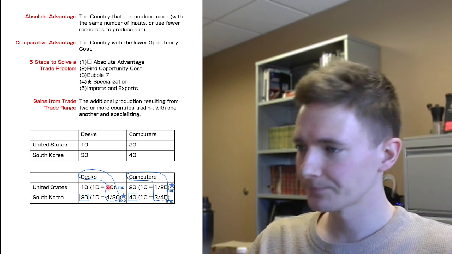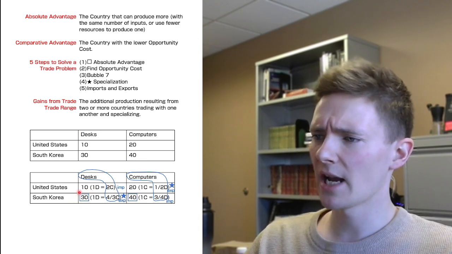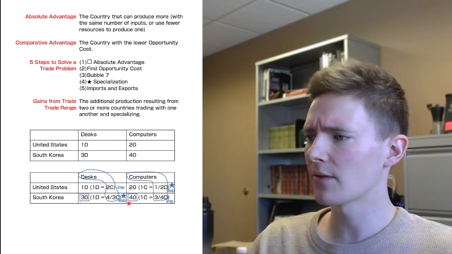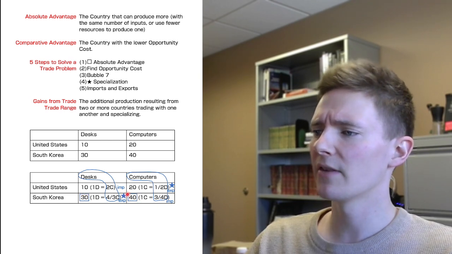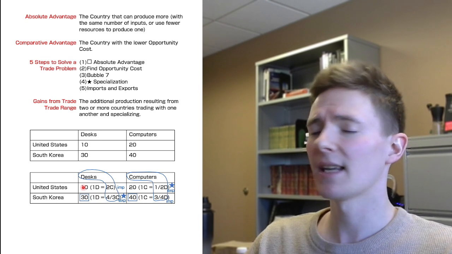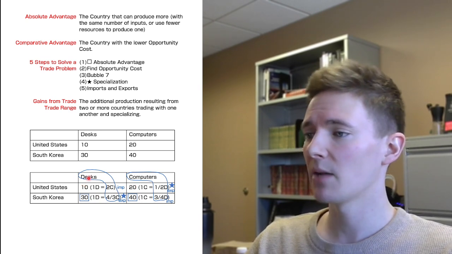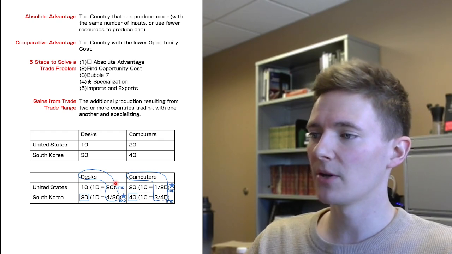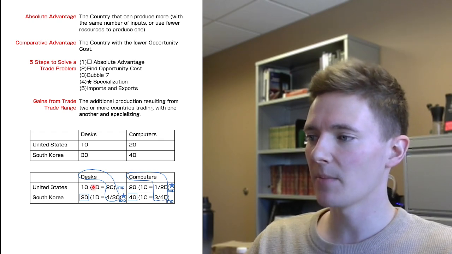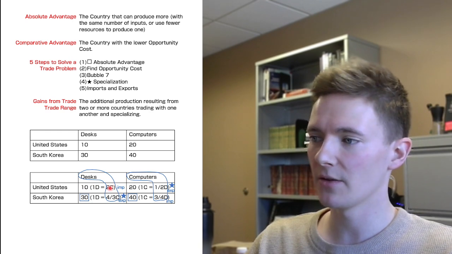Desks, computers. First thing I'm going to do is I'm going to square absolute advantage. South Korea can make more desks. South Korea can make more computers. And then I'm going to find my opportunity cost. So what I do is take the other and I put it over. So I take 20 and I put it over 10 when I'm looking at my production of desks here. So for each desk I make, I'm giving up 2 computers if I'm the United States, right?